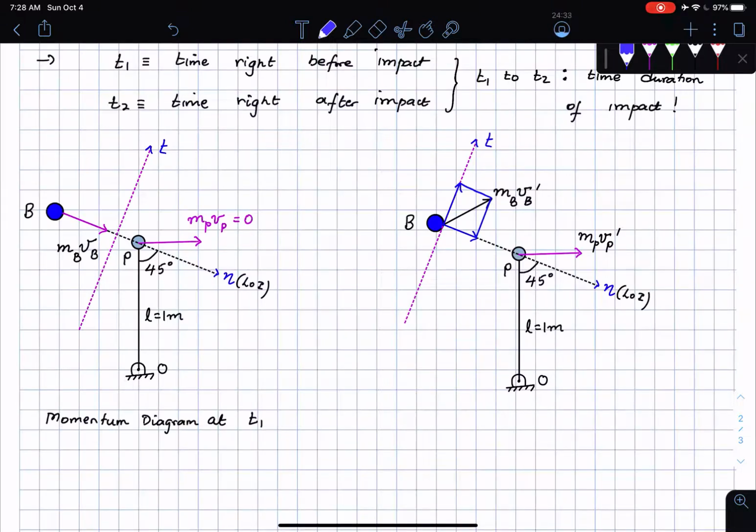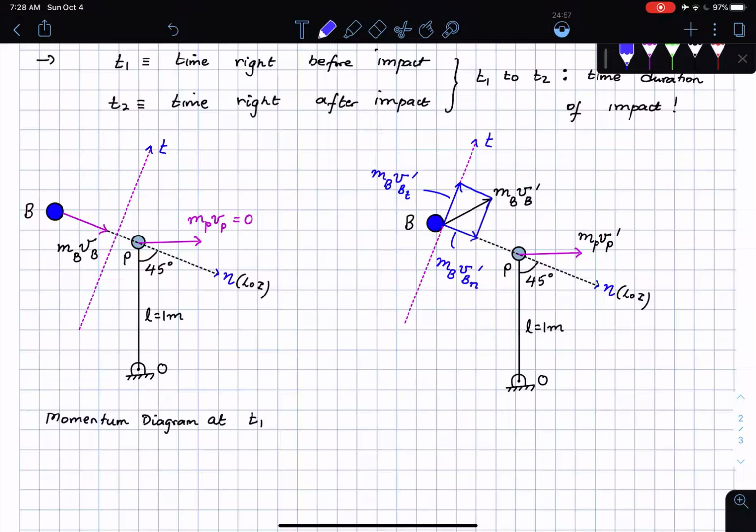Okay, so I'm going to call this linear momentum mB vBT prime because it's in the tangential direction. I'm going to call this mB vBN prime, which is in the normal or the line of impact direction. Okay, so this is the situation right after impact has taken place.